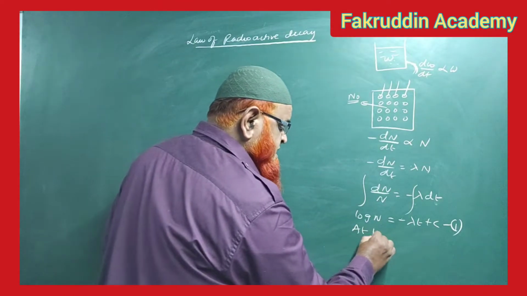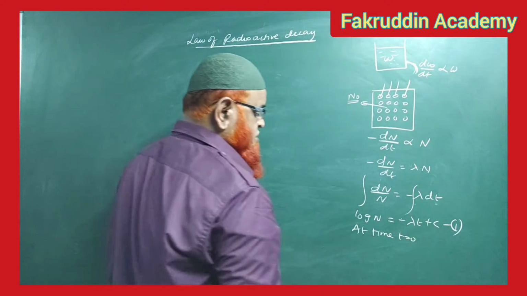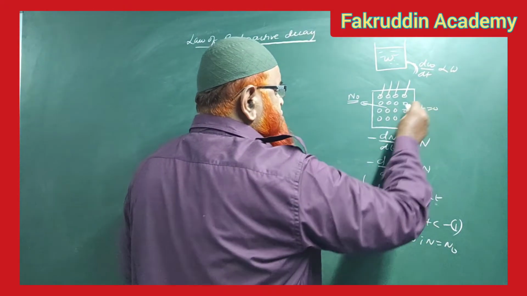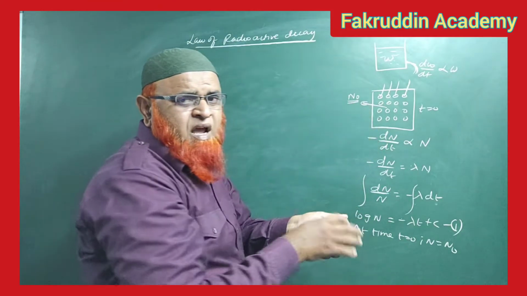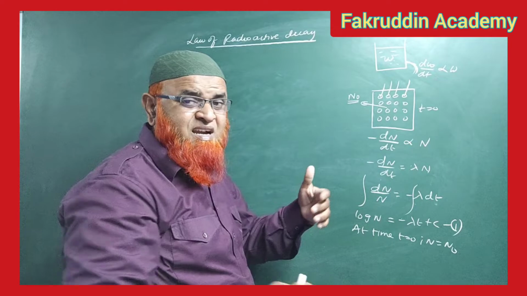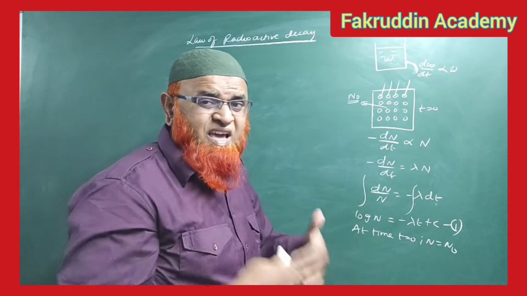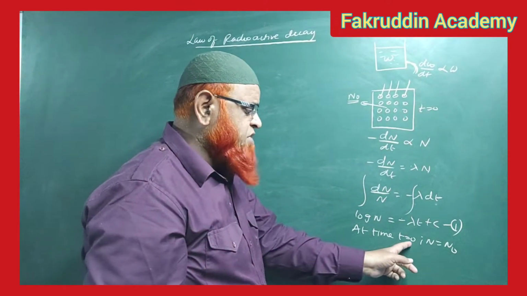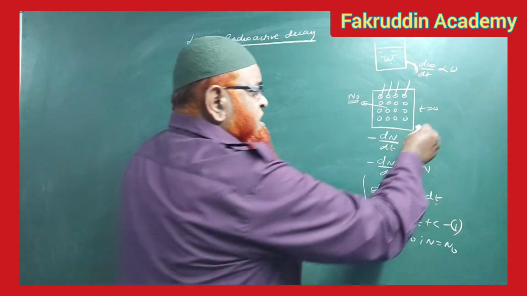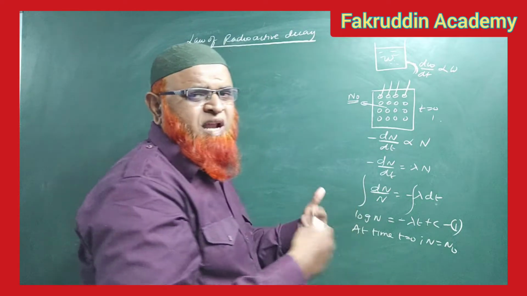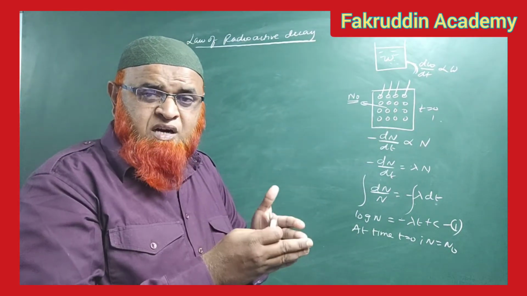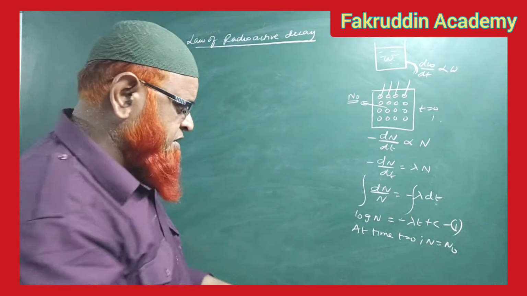At time t is equal to 0, the total number of atoms is N0. At time t is equal to 0, all the nuclei are present. No nuclei have decayed or disintegrated. Disintegration has not yet started. So at t is equal to 0, not even a single nucleus has decayed. But as 1 minute, 2 minutes, 3 minutes, or 1 year, 2 years passes, depending upon the problem, the number of nuclei is going to decrease. Let us see what is going to happen now.